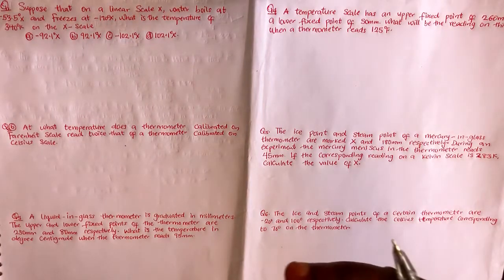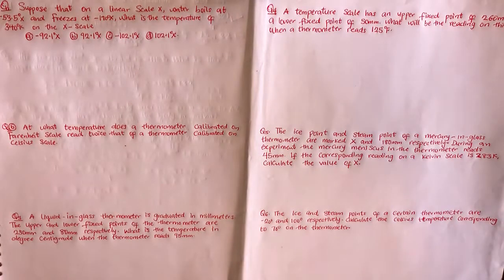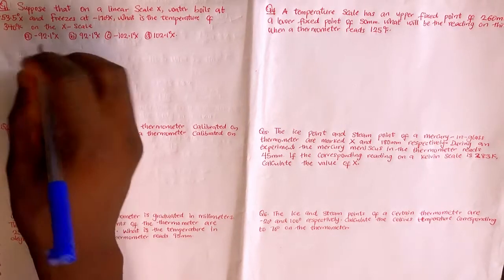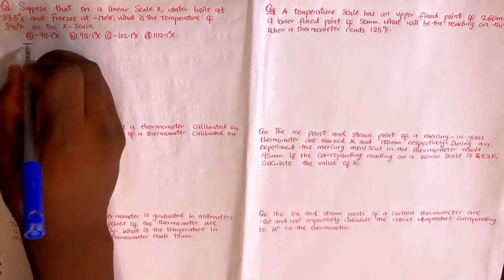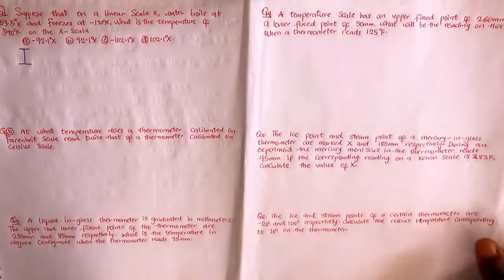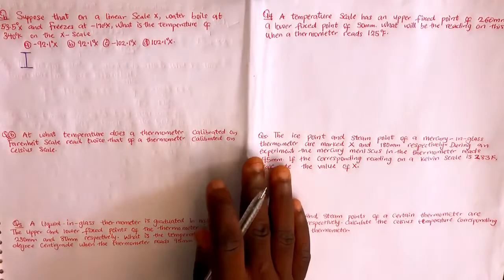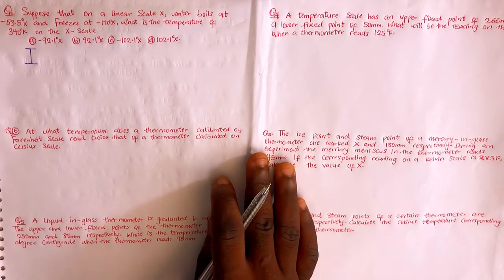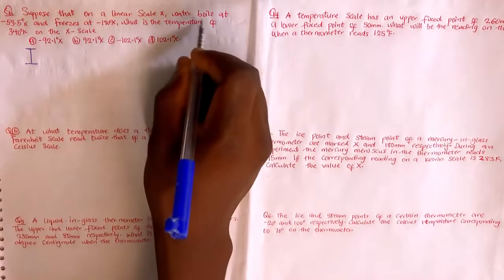You need to know that the upper fixed point is taken to be the boiling point of the temperature scales, while the lower fixed point is taken to be the freezing point of the temperature scales. Now let's say I'm having scale x, the unknown scale x. And the question is, suppose that on a linear scale x, water boils.